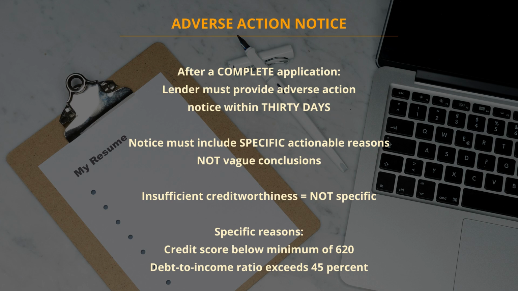After a complete application, the lender must provide an adverse action notice within 30 days. The notice must include specific, actionable reasons, not vague conclusions. Insufficient creditworthiness is not a specific reason under Regulation B. Specific reasons include credit score below minimum of 620 or debt-to-income ratio exceeds 45%. Vague reasons violate ECOA even if the timing is correct.